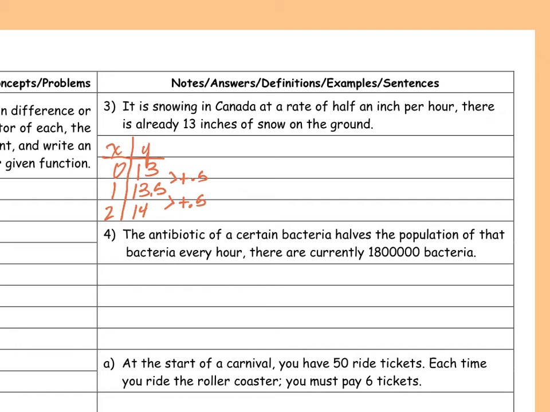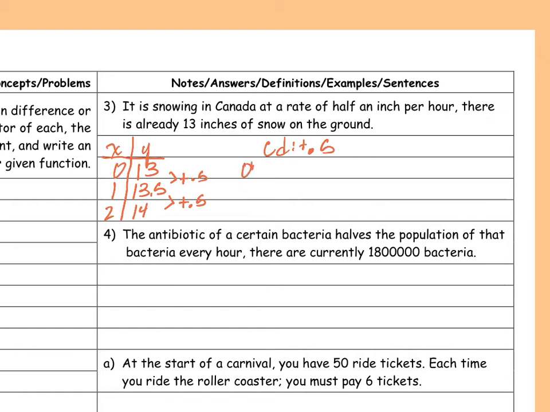1 divided by 2 equals 0.5. Depending on how it's written in the problem is how you want to write it, as a decimal or a fraction. And since I decided on my table to write it as a decimal, then that's how I'm going to write it in the rest of my problem. So I'm adding, so that means it's a common difference of plus 0.5.